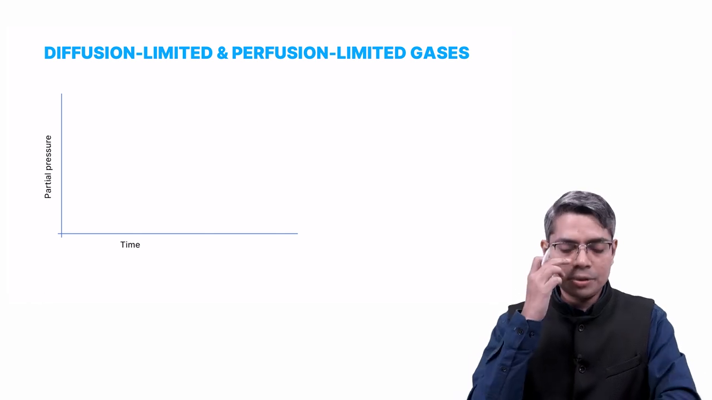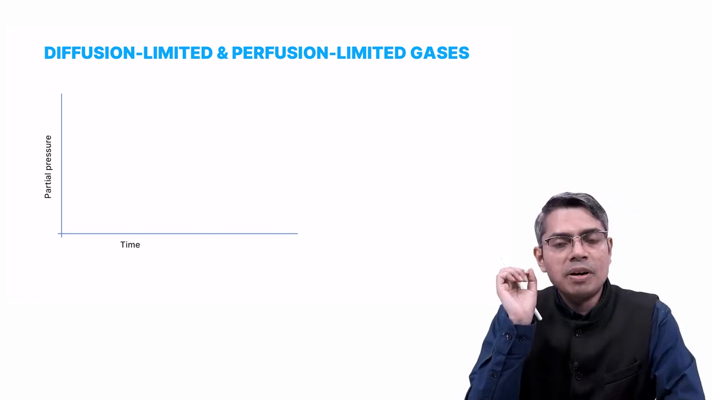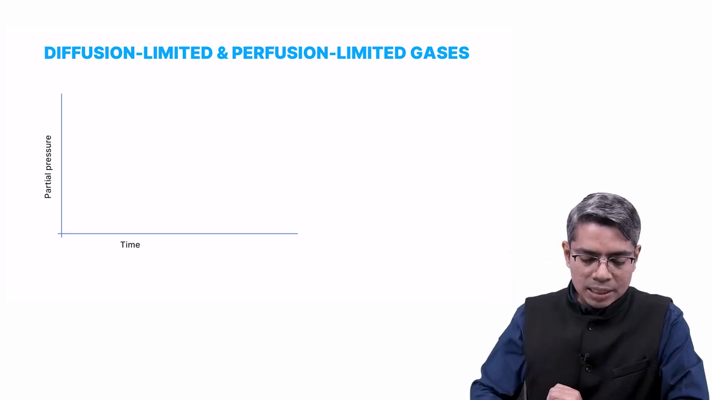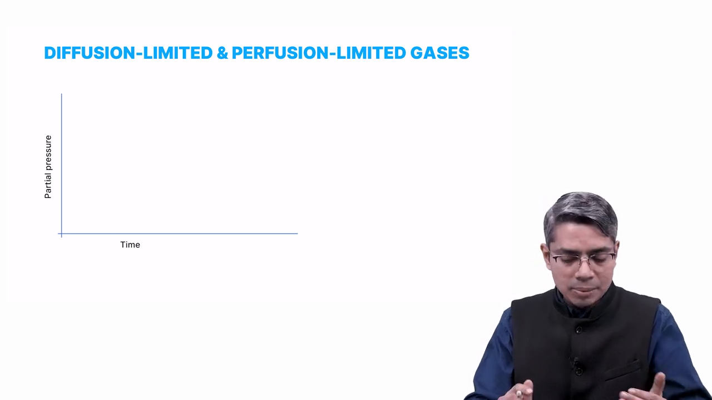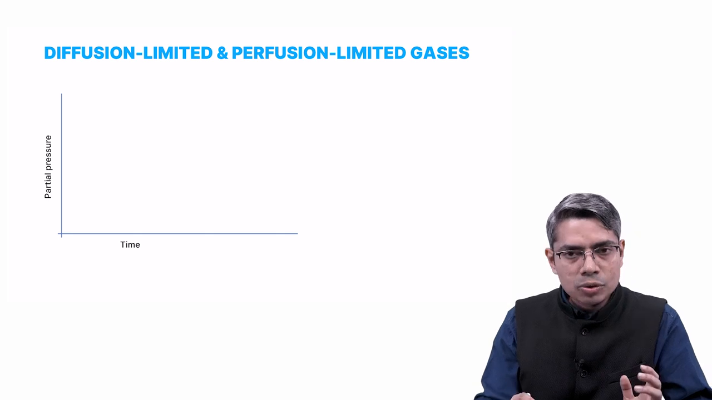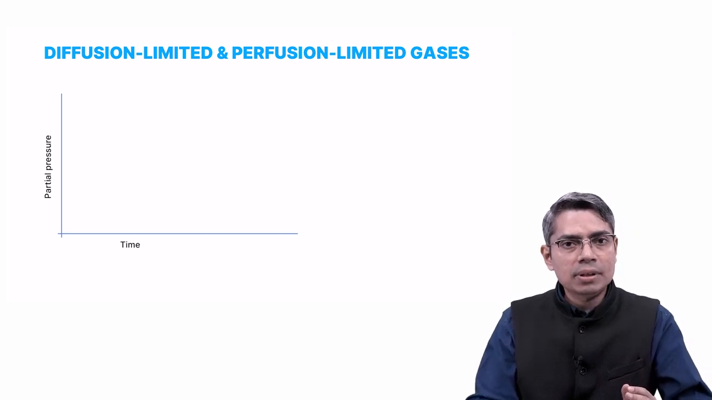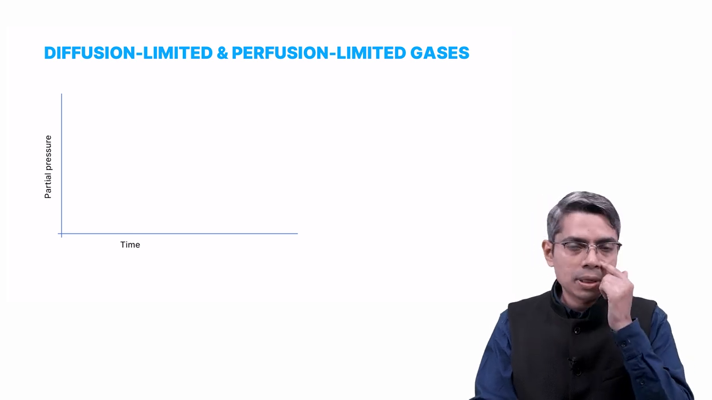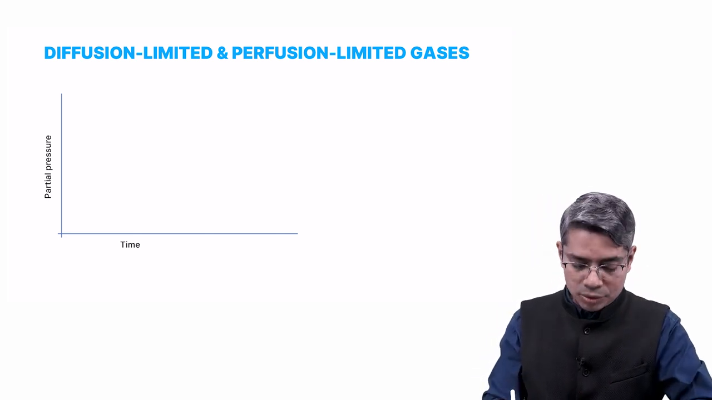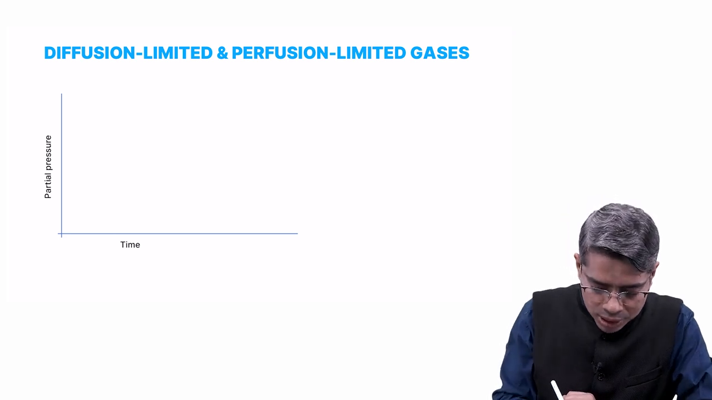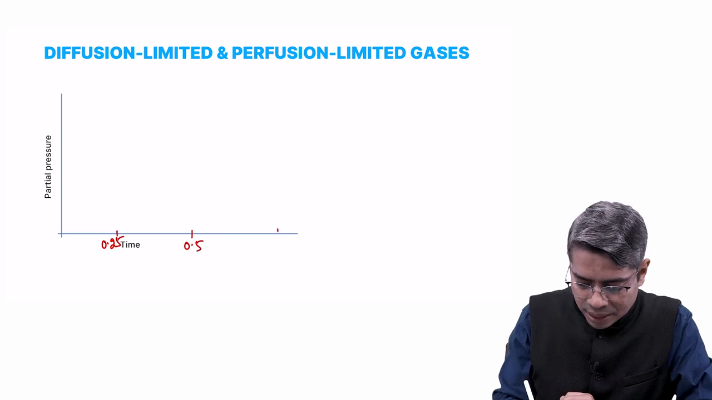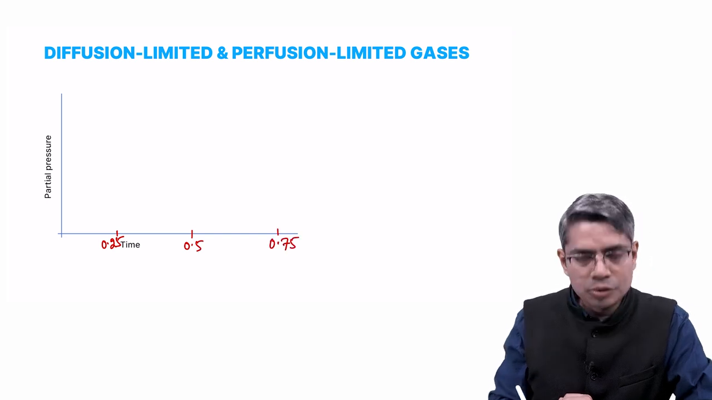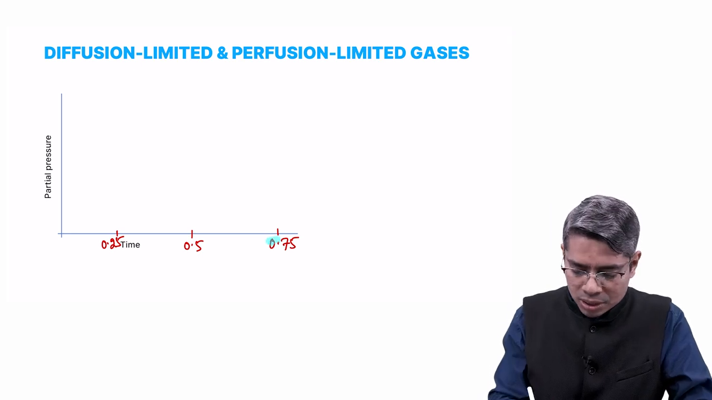So now we are going to give you the concept of diffusion limited and perfusion limited gases, but before that you require the concept of diffusion of gases, oxygen and carbon dioxide. I told you the total time required for the gases to pass through this alveolar zone is 0.75 second, known as the transit time. So we are dividing this x-axis: 0.25, then 0.5 and 0.75. So 0.75 is the total transit time.